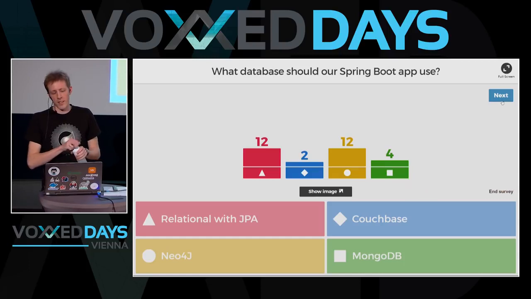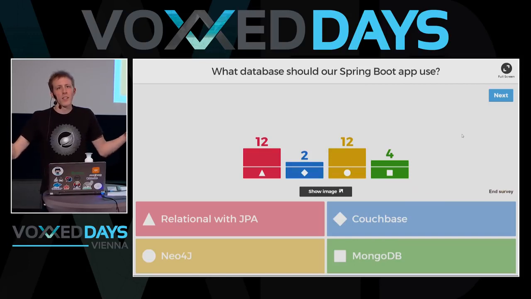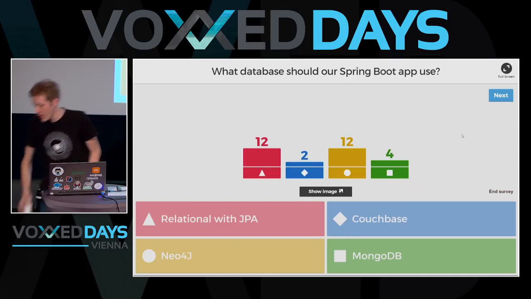Oh, it's a tie. I've never had this before. Relational JPA or Neo4j? I think we'll have to have a shouting contest, right? Who wants relational JPA? Who wants Neo4j? Well, Neo4j is a clear winner.